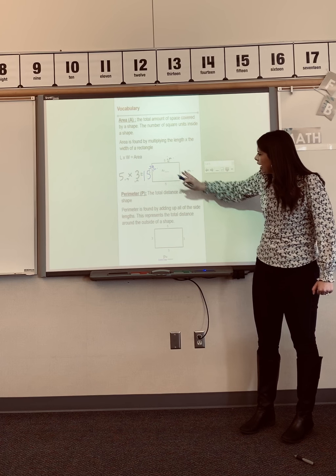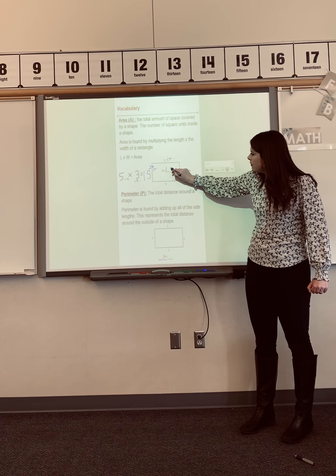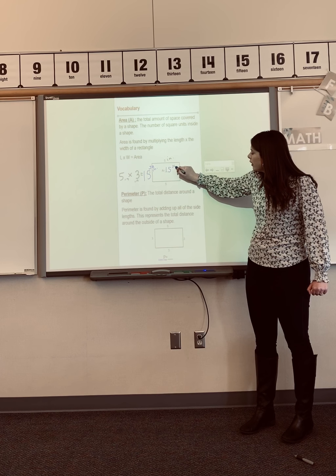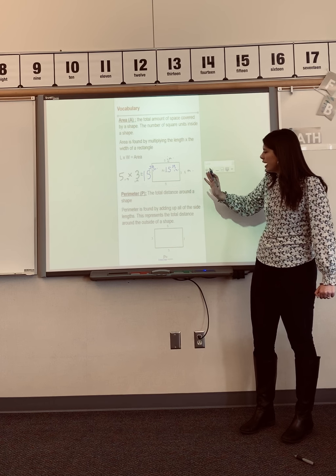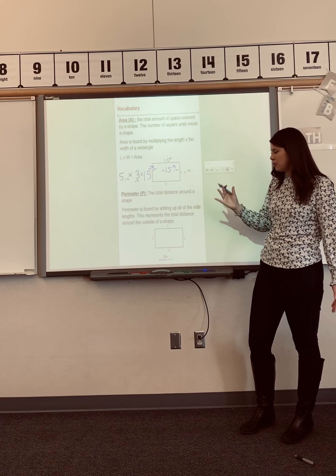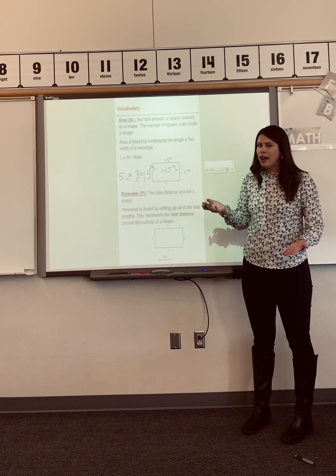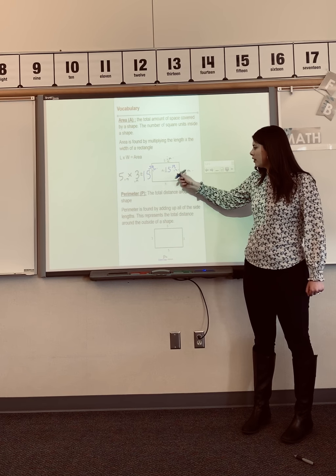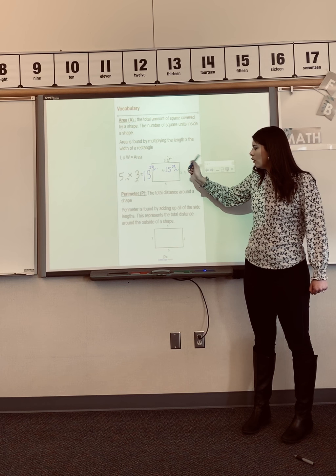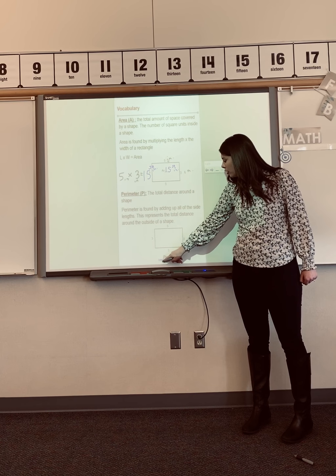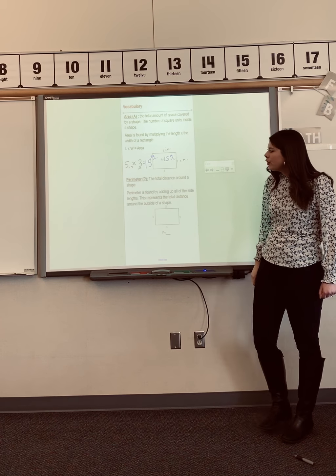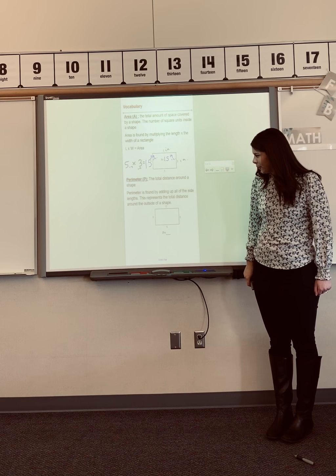So I know the area of this rectangle is 15 square inches because area is the space covered. It's measured in square units. And you find area by multiplying length times width. Well, now let's think about our new learning. Our new learning is perimeter.